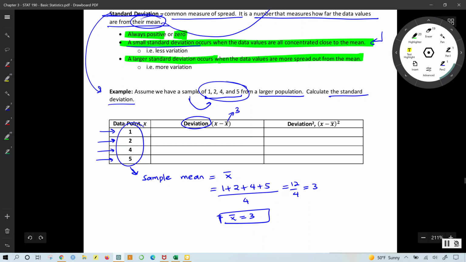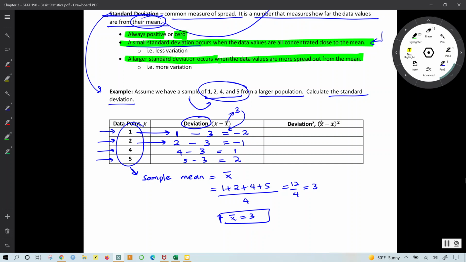The next step is to get the deviation of each value. Say 1, how far is it away from the typical value? So you have 1 minus 3, which gives negative 2. Then how far is 2 away from the typical mean value? That will be negative 1. Do the same for the rest. 4 minus 3 is 1. 5 minus 3 is 2.